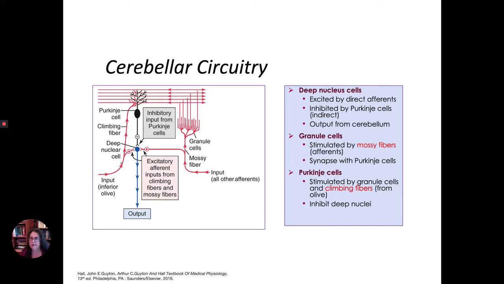The climbing fibers have a similar process, except they aren't using the granular cells in the same way apparently, but they do have a direct input into the deep nucleus and then a roundabout way using the Purkinje cells to cause inhibition.